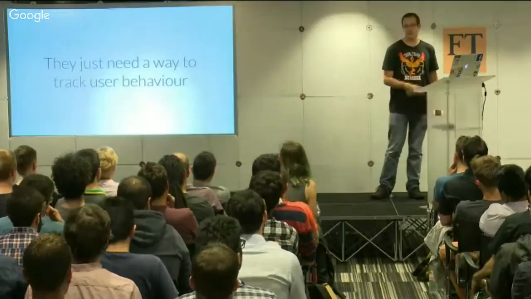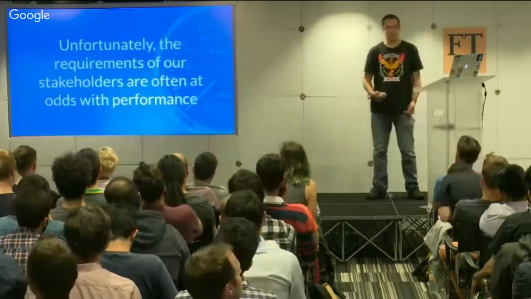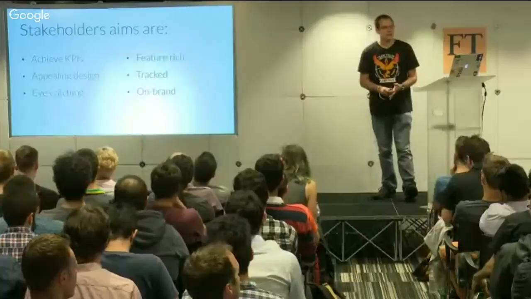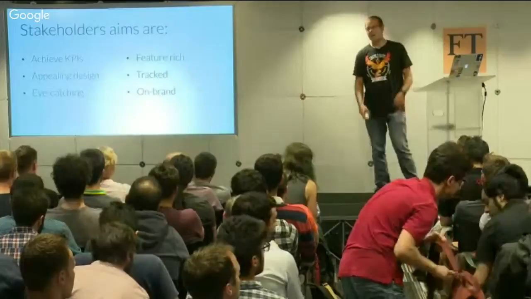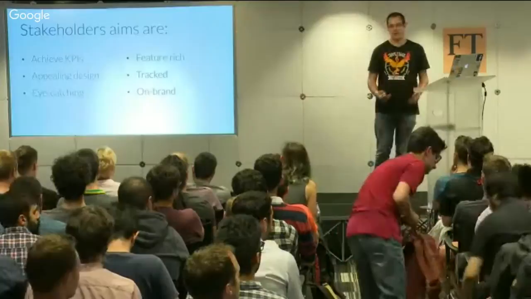Unfortunately, the requirements of our stakeholders are often at odds with performance. Stakeholders' typical aims are to achieve KPIs, have a design that's really appealing to users and eye-catching, provide a feature-rich experience, and track that user behavior so they can iterate and improve in the future. And obviously, we need to be on brand. So that's where those six fonts might come in, because you might have different weights of font that they use in their brand in their offline messaging.